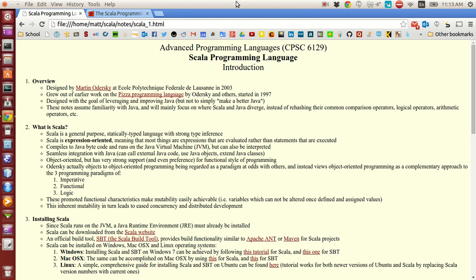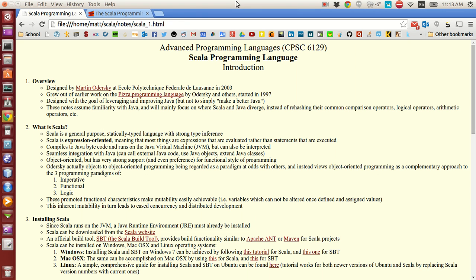Scala is object-oriented, but has very strong support and even a preference for functional style programming. So it supports the imperative style that goes hand in hand with what we think of object-oriented programming, but also adds very strong functional constructs as well.